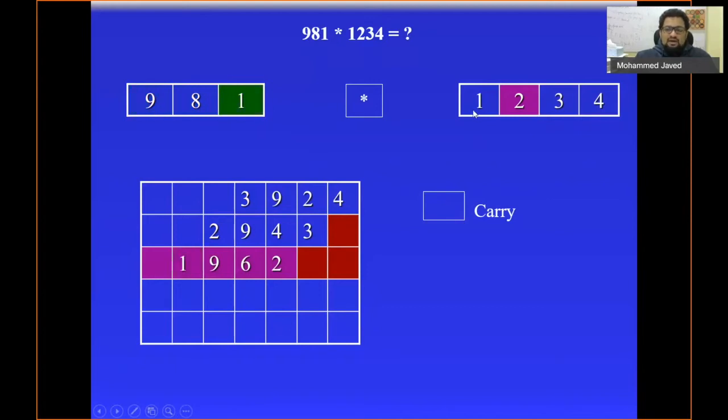Similarly, the pointer will move again here. Again, I can see that I have to block because I have moved these 3 positions. Since my pointer is here, I have to block these 3 locations. So again, I multiply 981 into 1. So you can see that the answer is 981.